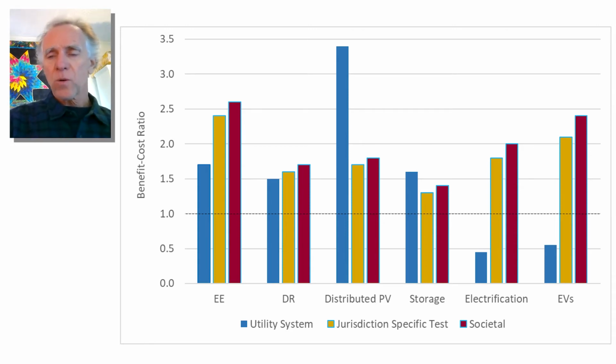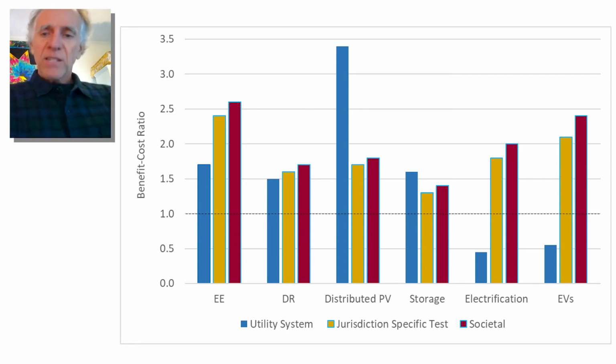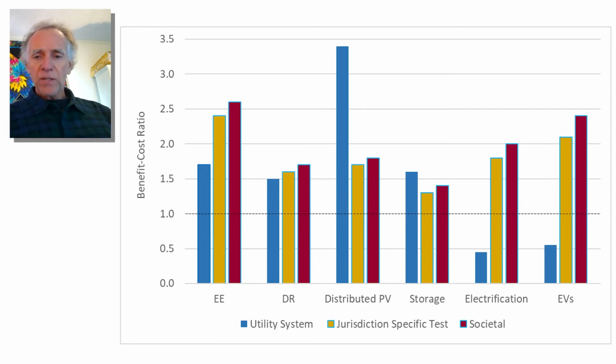This particular graph shows storage all by itself, not interacting with other DERs. And as a result, it doesn't look as good as it does under the utility cost test. Now, electrification and EVs, you can see right away that from the electric utility perspective, they don't look good at all because they basically increase electric costs and the electric system benefits are often less than those costs. And I should say that the utility system here is defined as the electric utility system. Therefore, it doesn't include other fuels. It doesn't include gasoline savings for electric vehicles, and it doesn't include natural gas savings for electrification. So it's just not a reasonable test to even use because it's just a slice of the whole picture, and it just doesn't make any sense.